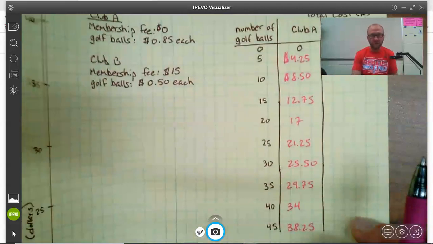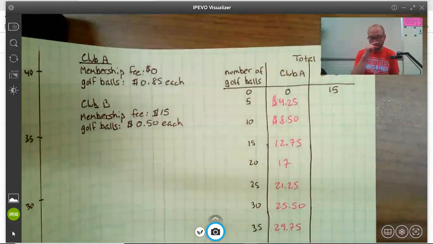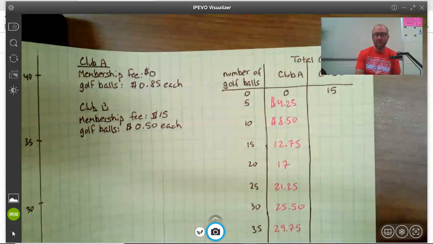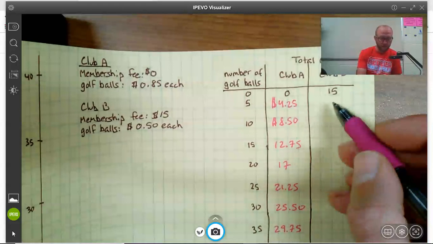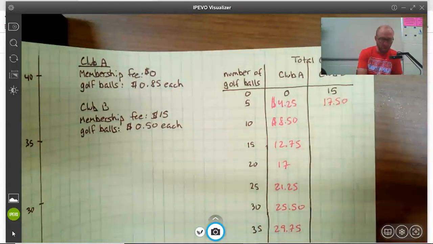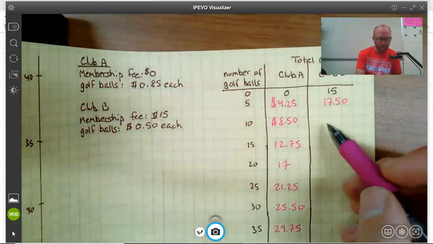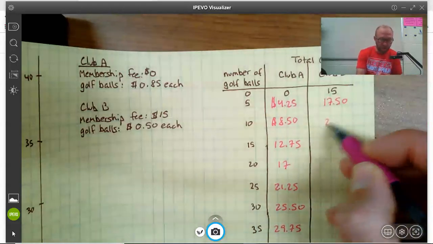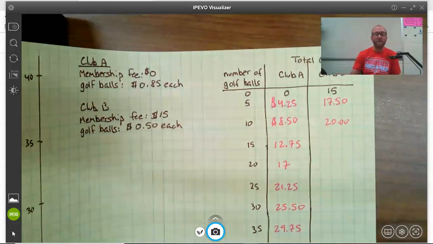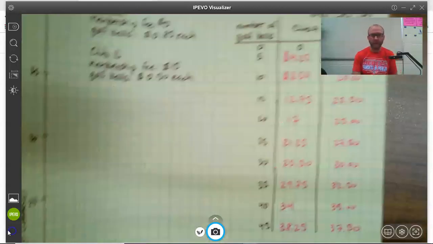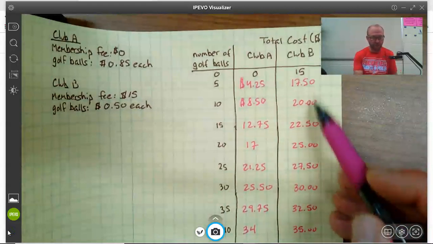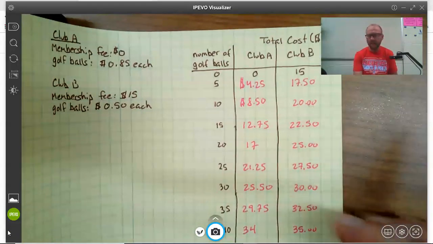So let's look at the second club. Now in the second club, we're only 50 cents per golf ball, but there is this $15 fee just to get in, so we have to start with that. 50 cents times 5 is $2.50, so $17.50 if you just want to buy 5 golf balls. 10 golf balls, 50 cents each is $5, so that's $20 overall, and I'm going to fill the rest of this table out myself because I figure you can handle that on your own. So now I have the second club filled out, starting with $17.50 for 5 golf balls, 10 golf balls for $20, and so on.